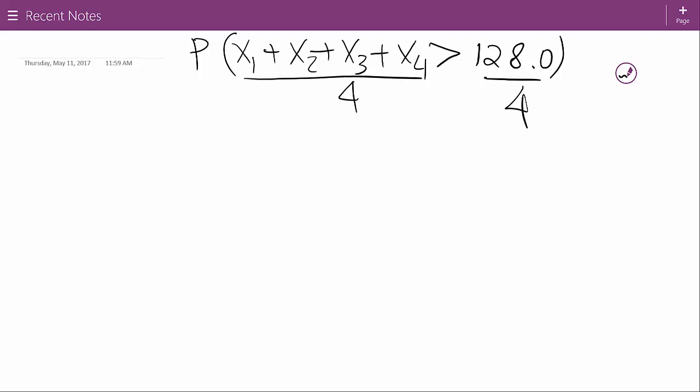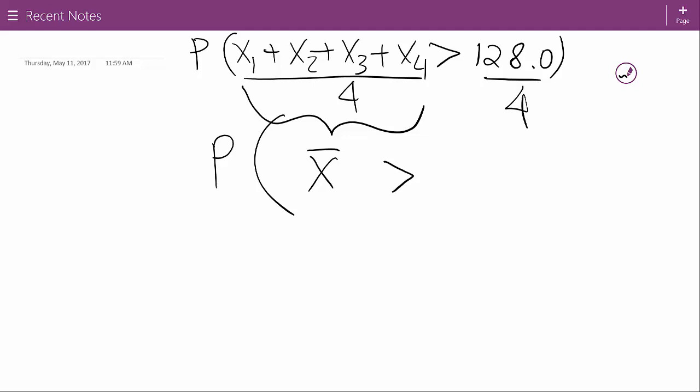So what do I have right here? That's my X bar, agree? That is my average for the sample of 4 bottles, right? Yeah, the dirty trick is to convert total into the averages, right? And it becomes greater than 128 divided by 4, which is 32, right?